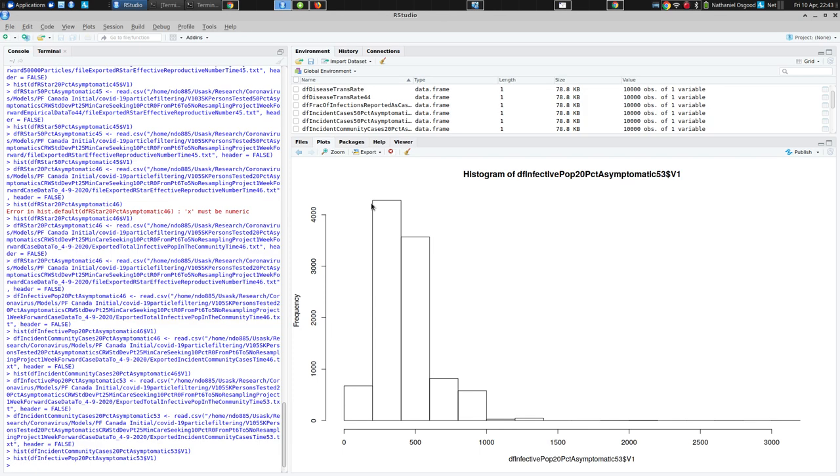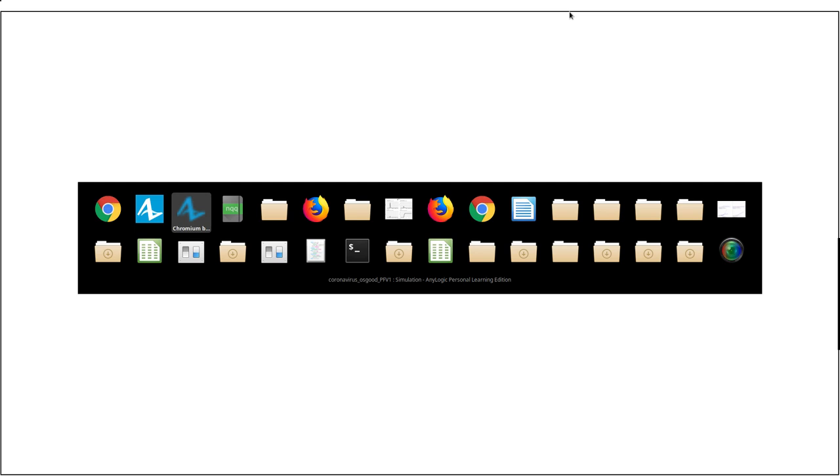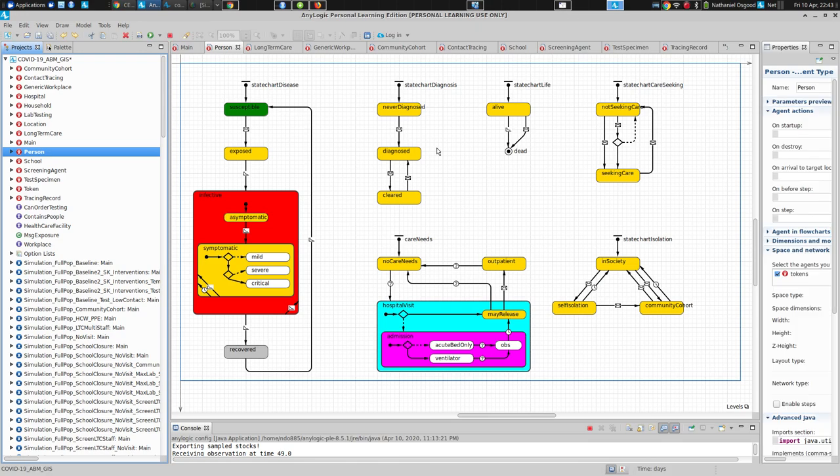I thought just to enliven this, perhaps we'd take a look a little bit at the model itself.